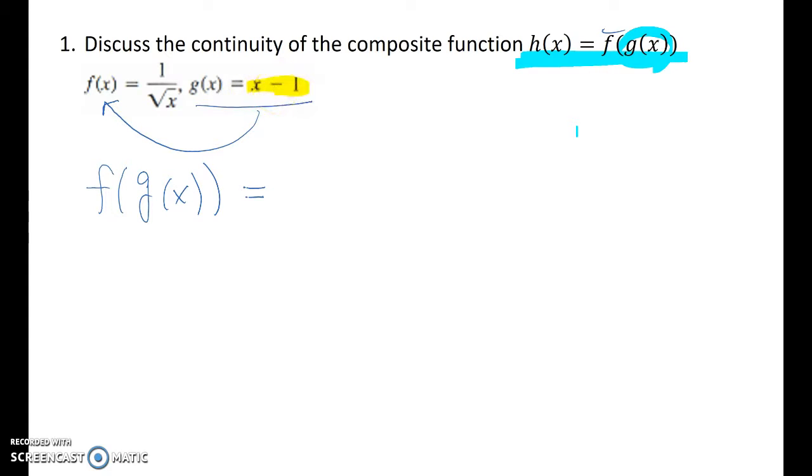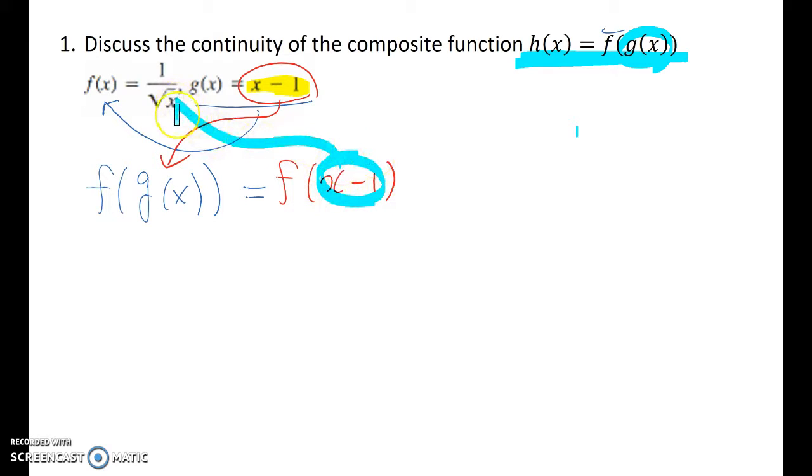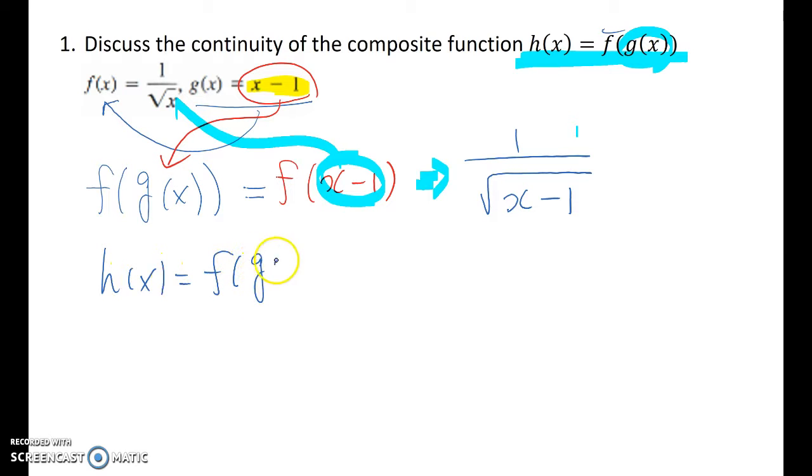So this can be replaced in the parentheses. So it's going to be f(x minus 1). It means you input x minus 1 into x right here. So it becomes 1 over square root of x minus 1. So in the end we got h(x) equal to f(g(x)) equals 1 over square root of x minus 1.